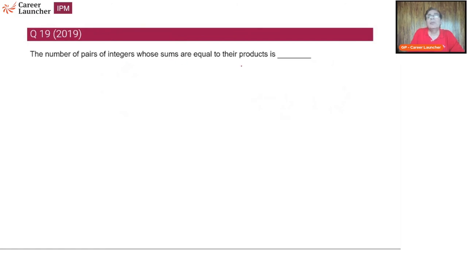Number of pairs of integers whose sum is equal to their product. Again, 9, 10th. What example? 2 plus 2 equal to 2 into 2. Another example, 0 plus 0 equal to 0 into 0. Can you think of more things? This has got nothing to do with maths, by the way. Is it not a common sense kind of question? And that is what you should be looking for. Question 19, again, I would say attempt.